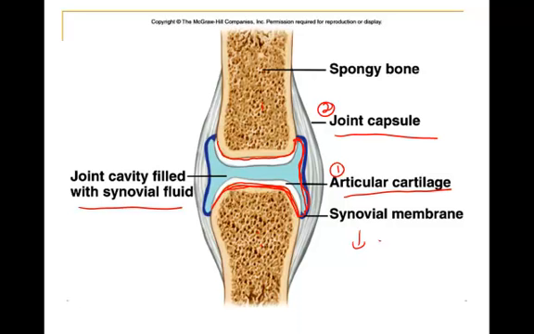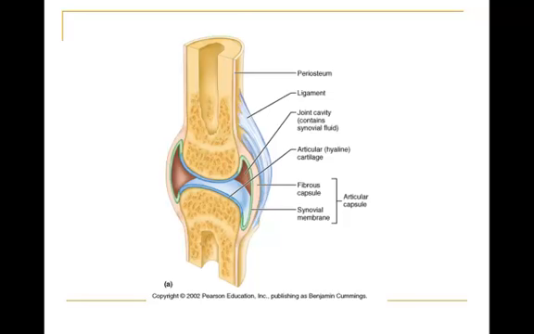lubrication. The joint capsule is double layered. Outside is fibrous connective tissue, and inside is the synovial membrane. So this is the inside. It's kind of like a fabric that has two good sides to it, or reversible fabric. And there's just another picture that gives you a different view of the same thing we just talked about.